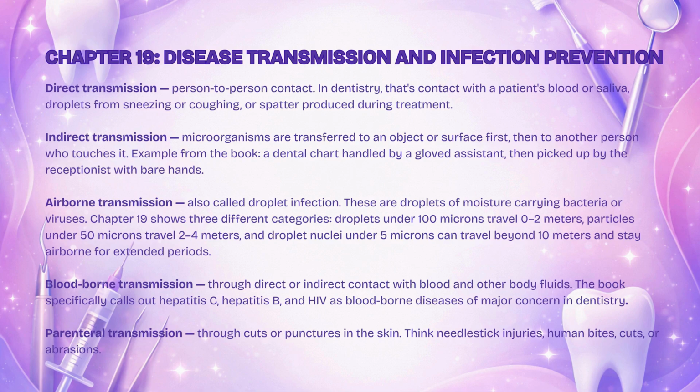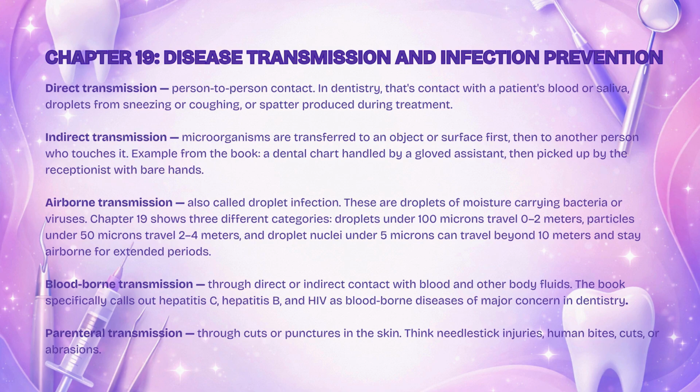Next, there's airborne transmission or droplet infection. These are droplets of moisture-carrying bacteria or viruses. Chapter 19 shows 3 different categories. Droplets under 100 microns travel 0 to 2 meters. Particles under 50 microns travel 2 to 4 meters, and droplet nuclei under 5 microns can travel beyond 10 meters and stay airborne for extended periods.